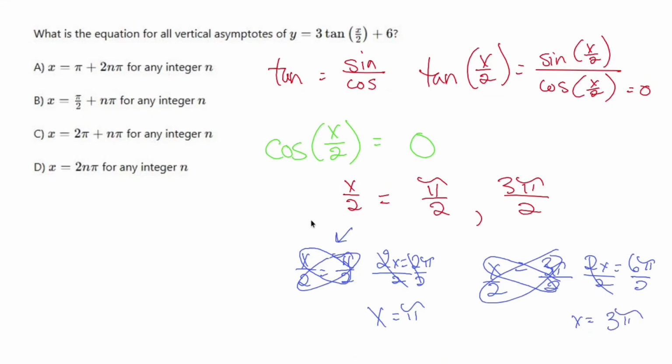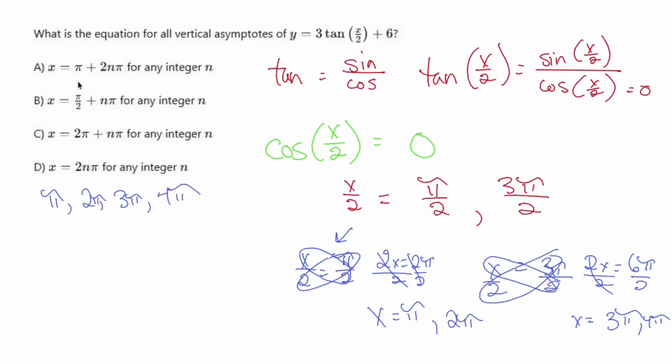Now, tangent has a period of pi. So I can say that a vertical asymptote is going to exist at pi, and 2 pi, and 3 pi, and also 4 pi, and 5 pi, and 6 pi, and 7 pi. So the equation that we can come up with is based off the fact that it's every single pi known to man, as long as the number in front of pi is an integer.